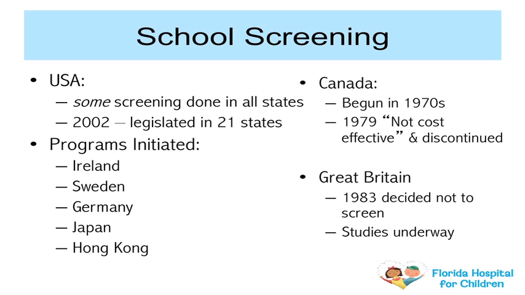It's interesting because school screening is not universal. And in many countries, it's been deemed not cost effective and has been discontinued. There have been programs initiated in countries such as Ireland, Sweden, Germany, Japan, and Hong Kong. And other countries such as Great Britain have decided, since 1983, not to screen because of some controversy in terms of the efficacy of screening programs. In the United States, however, some form of screening is done in all the states in the country. And in 21 of the 50 states, there is actually state legislation mandating some form of screening as of 2002.